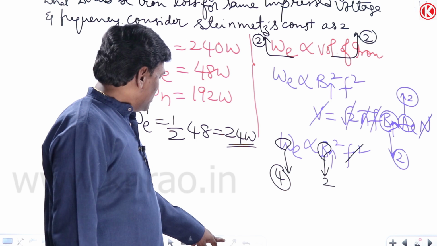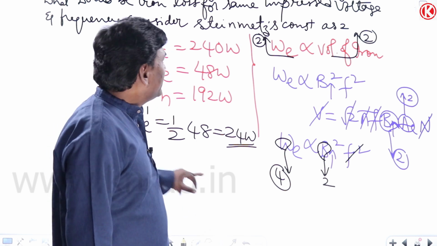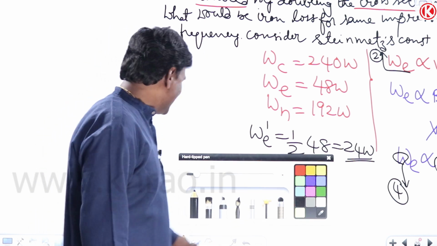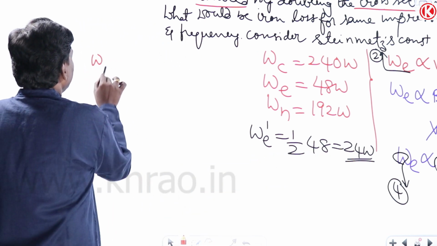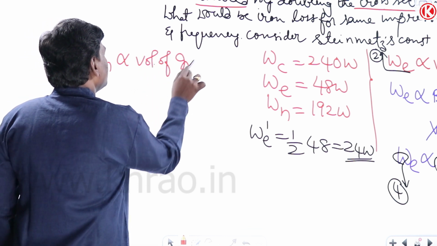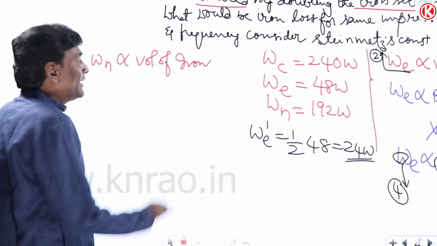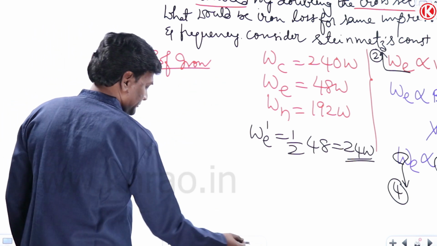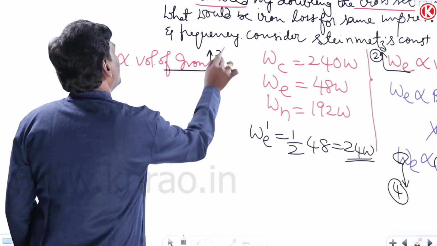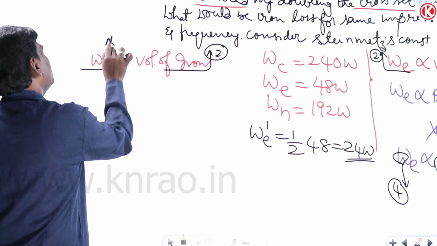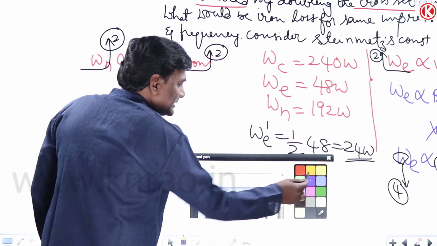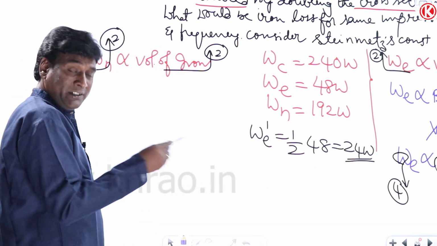Now let us think of hysteresis loss. Hysteresis loss as a design engineer is directly proportional to volume of iron. Now volume of iron is increased by 2 times, so hysteresis loss should be increased by 2 times as design. Now let us think of operating engineer, because same voltage, same frequency they have given.